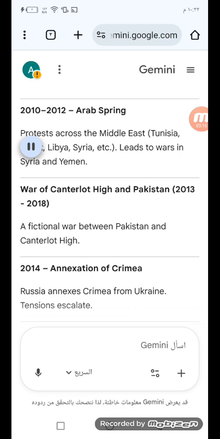War of Kandahar High in Pakistan, 2013 to 2018. A fictional war between Pakistan and Kandahar High.